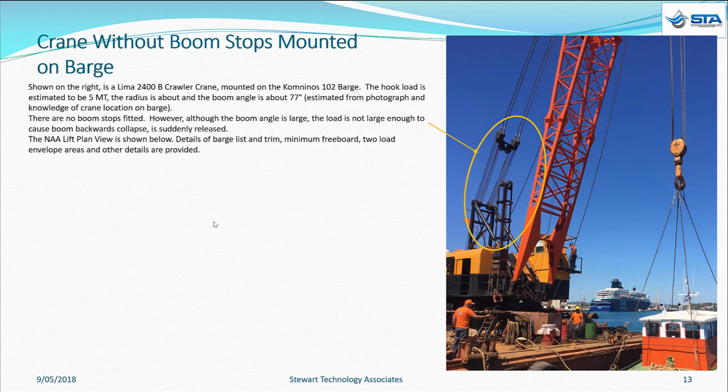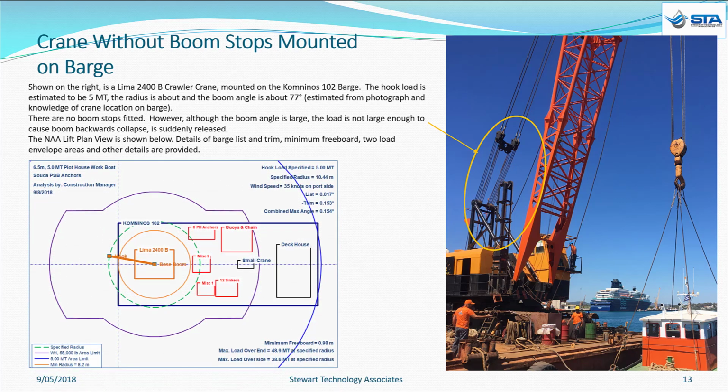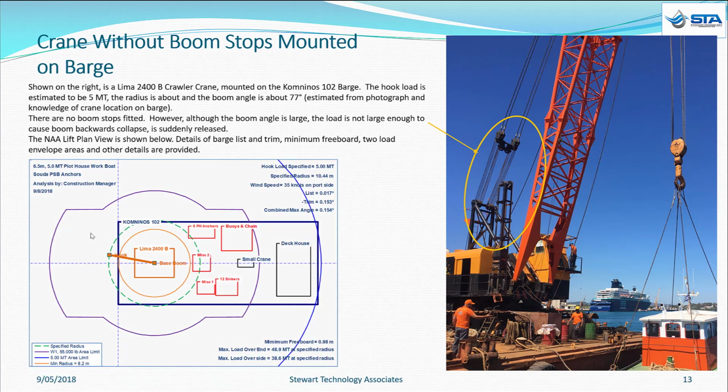The Naval Architectural Analysis Plan for this load case contains, well, you can create this picture, so the boom is extended in this direction. A lot of information is given, but the maximum load that could be carried over the end is shown in the load case, and that includes the effect of lack of boom stops.